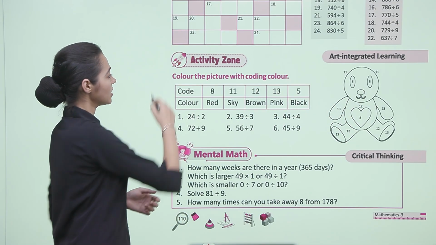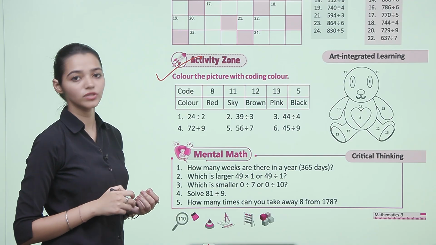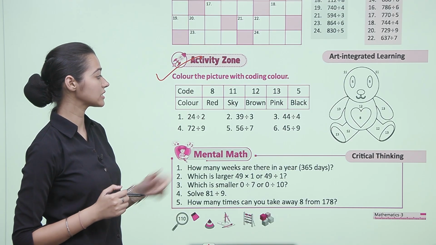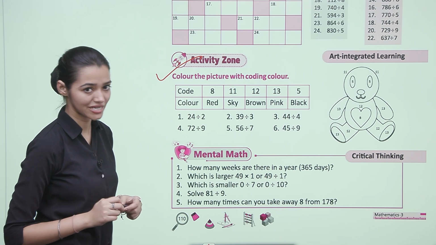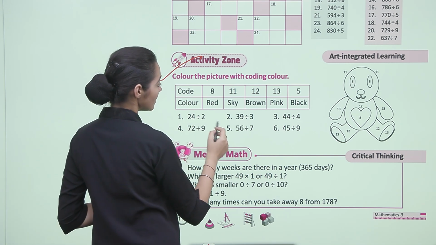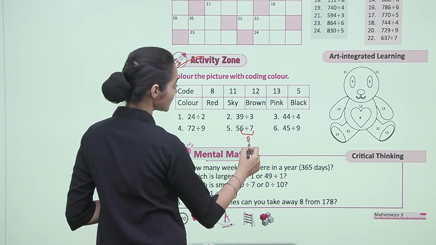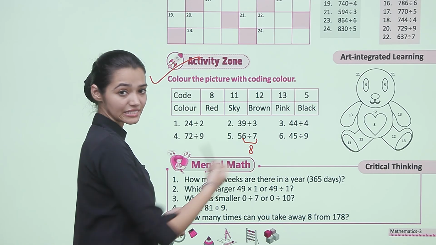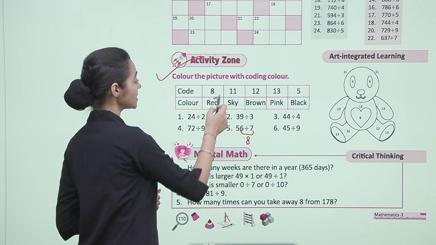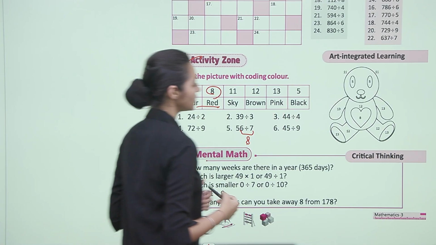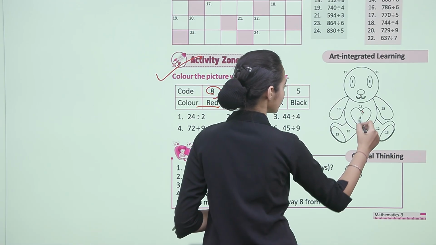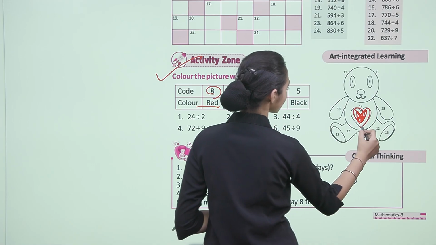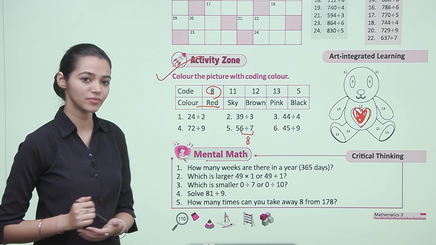Now next is our activity zone. We have to color the picture with the coding color. Now here you have to color, if the answer is 8, you have to color the code red. Now here the answer is 7 8s are 56. So now our answer is 8, and if our code is 8, that means we have to color the red one. So where is 8? Here is 8, and we will color the red color here. In this heart, you have to color this red color. That's how you have to complete this task.